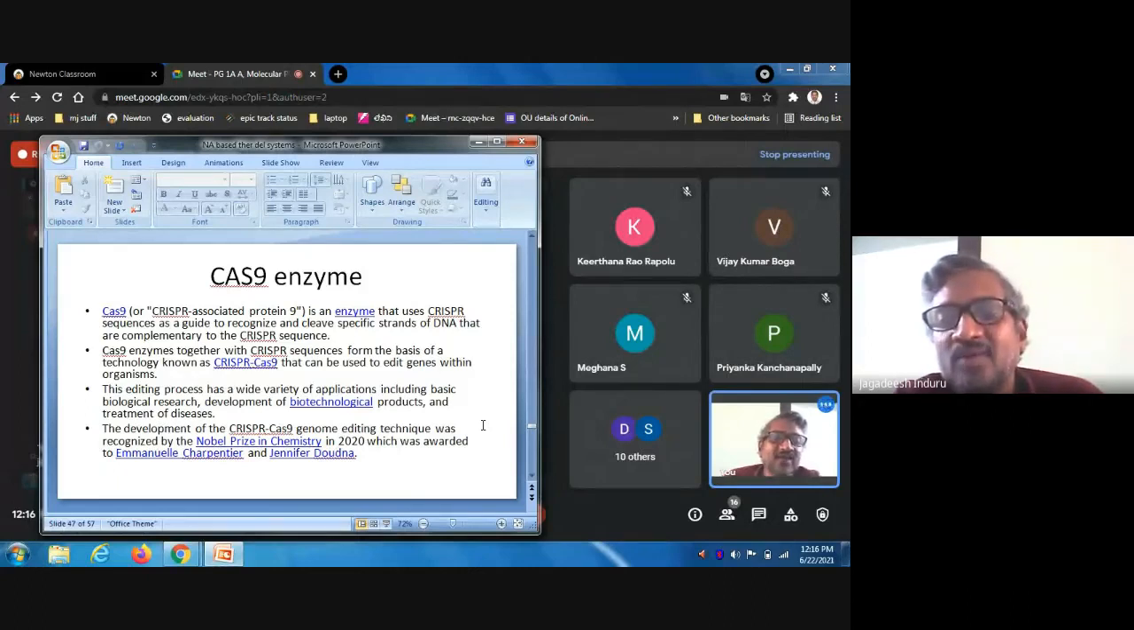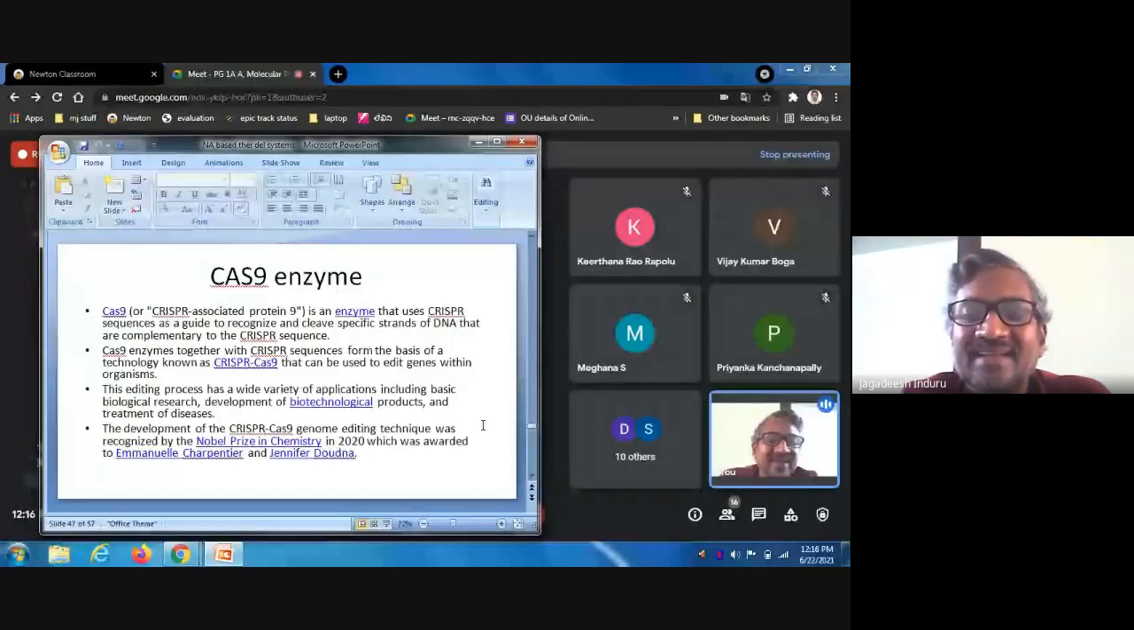Now the question came: why has this specificity come, and why have these fragments appeared? These palindromic sequences have a specificity to attach to a particular DNA fragment. This CRISPR genetic material is present there, so if a bacterium is attacked by a virus, the virus changes the bacterial DNA, so the bacterial DNA is altered because of the viral attack.